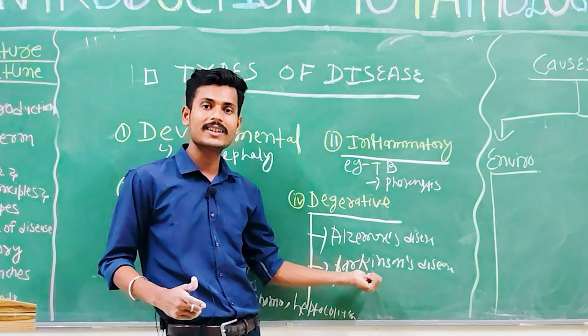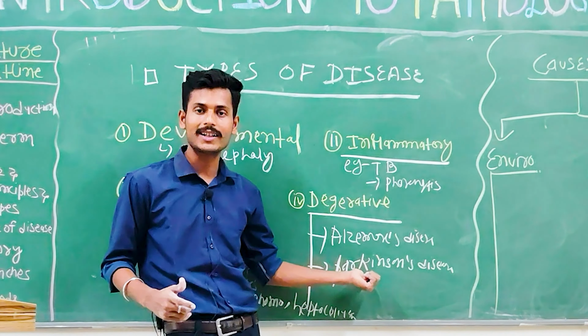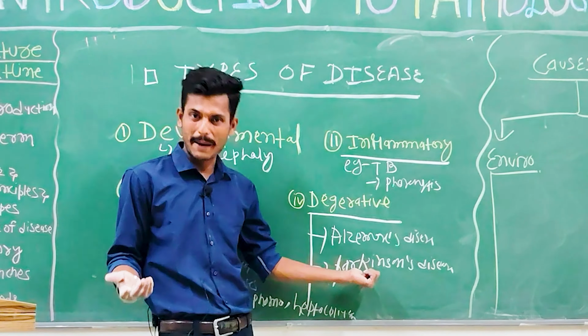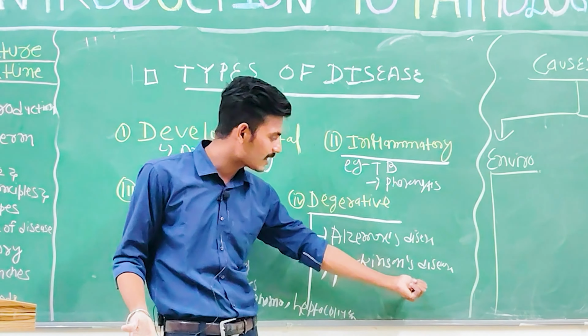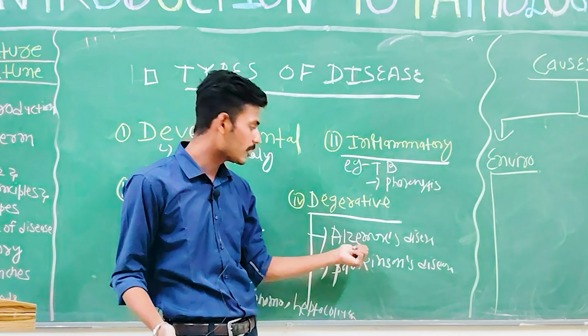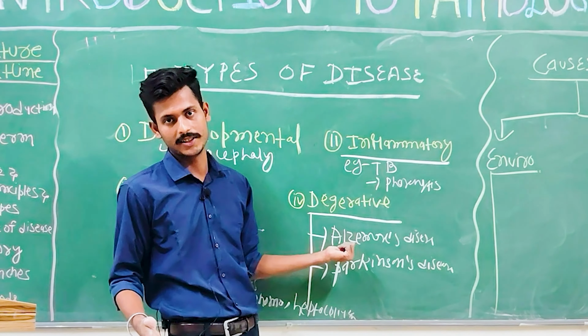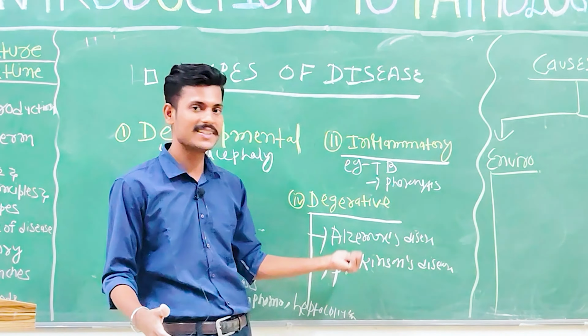There is a problem in movement, something called dystonia, loss of muscle tone, and a kind of hemiplegia, paralysis. So these are the clinical features of Parkinson's disease, whereas loss of memory in old age is a clinical feature of Alzheimer's disease. So these diseases are called degenerative diseases.